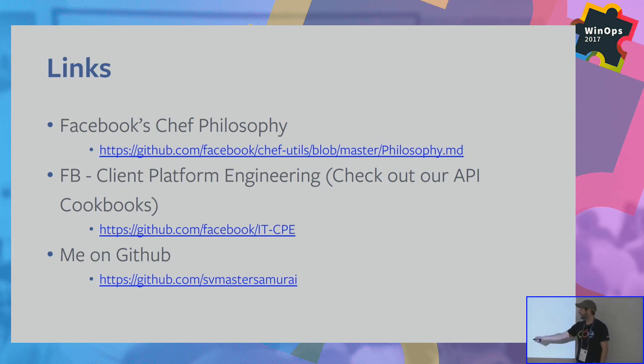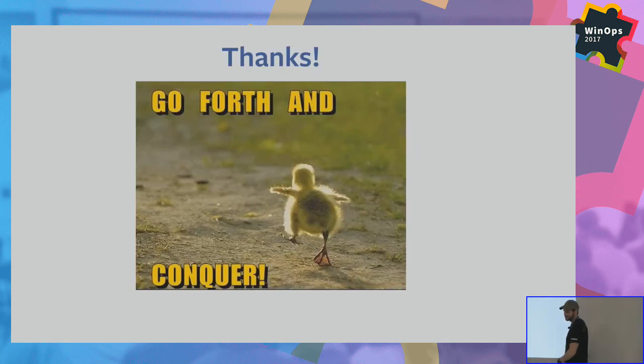And then here's me on GitHub, SV Master Samurai. Funny story behind that name. Master Samurai is my Wu-Tang Clan generator name, and then SV just means Silicon Valley because Master Samurai was taken. And I think I'm totally gonna crush this because that's it. So I'll take questions, then you guys can go drink.